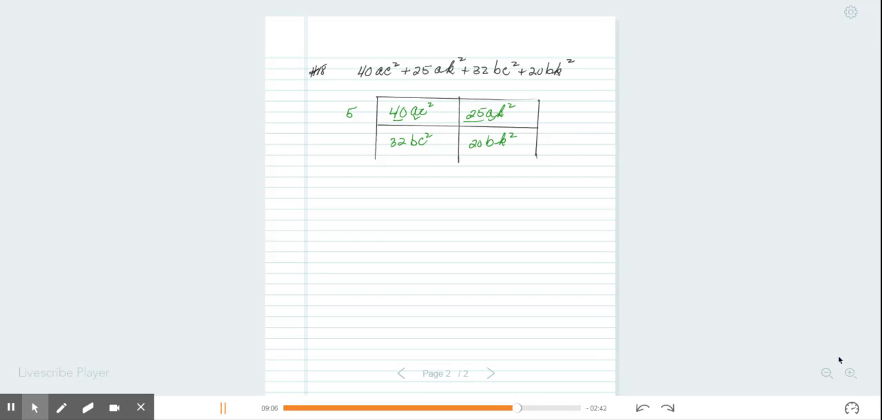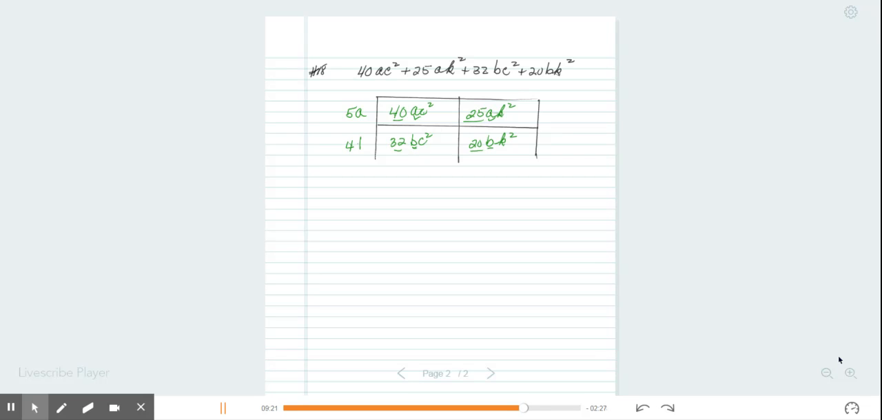Can't do anything. Do the same thing with the second row. 32 and 20. The largest number that goes into 32 and 20 is 4. I got a b here and a b there. I'll factor out a b, and that's all I can do. This has a c squared. This doesn't. This has a k squared. This guy doesn't.